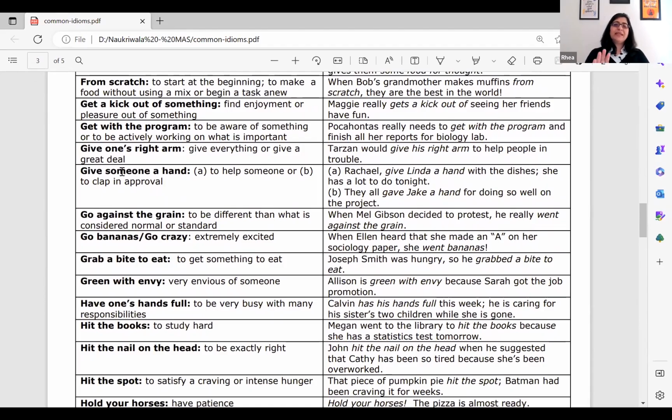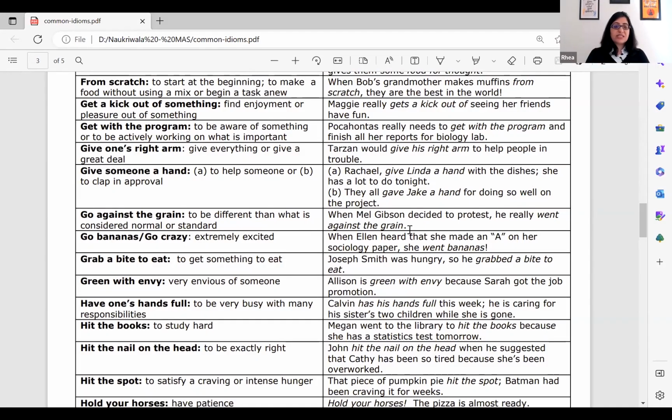Give someone a hand means to help somebody. All right. So Rachel, give Linda a hand with the dishes. Okay, so this means go ahead and help Linda. Okay, moving on. Go against the grain. Go against the grain means to be different from the rest of the people, to stand out from the crowd. When Mel Gibson decided to protest, he really went against the grain, against the normal, against the standard, right?